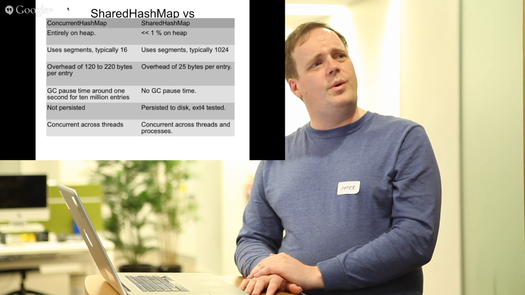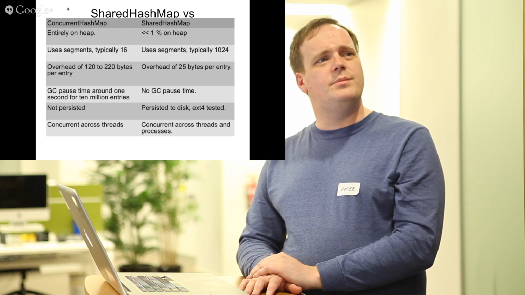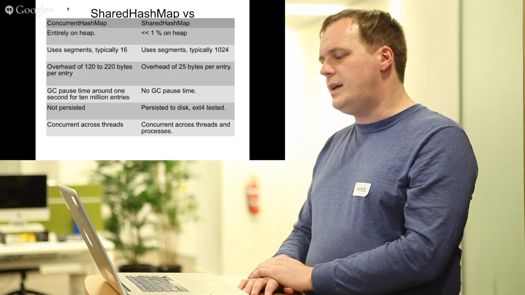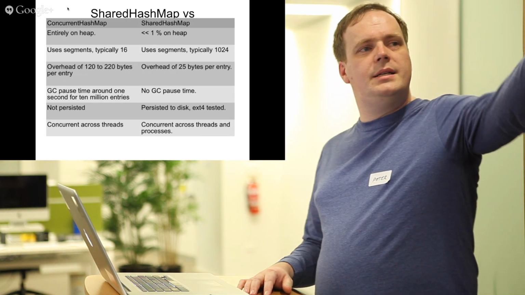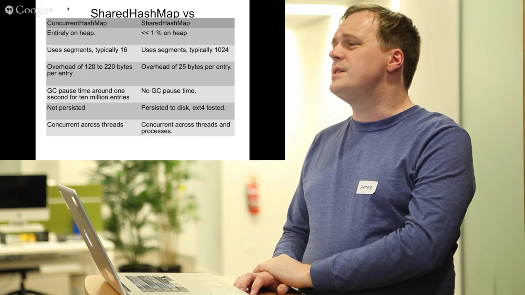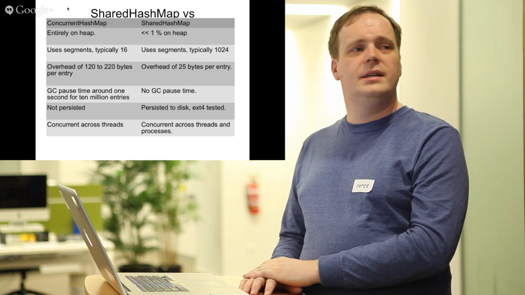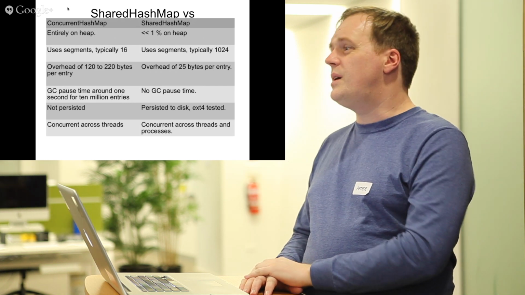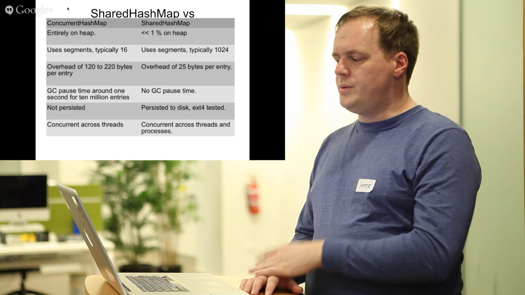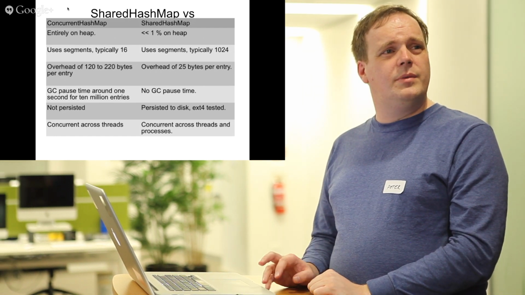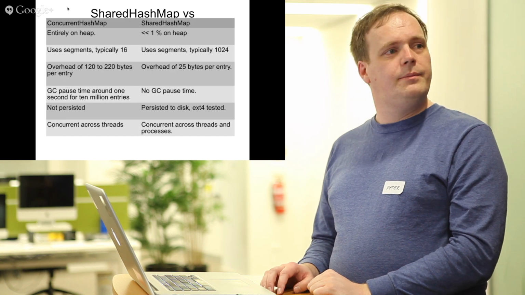The next one is important, the overhead per entry is substantially lower. The reason why there's a range there is that the 120 is if you have 32-bit references, but as you increase your heap size, you have to switch to 64-bit references. And at this point, the overhead increases to 220 bytes. Whereas with shared hashmap, the overhead is only 25 bytes, and I'm looking at techniques for reducing that further.